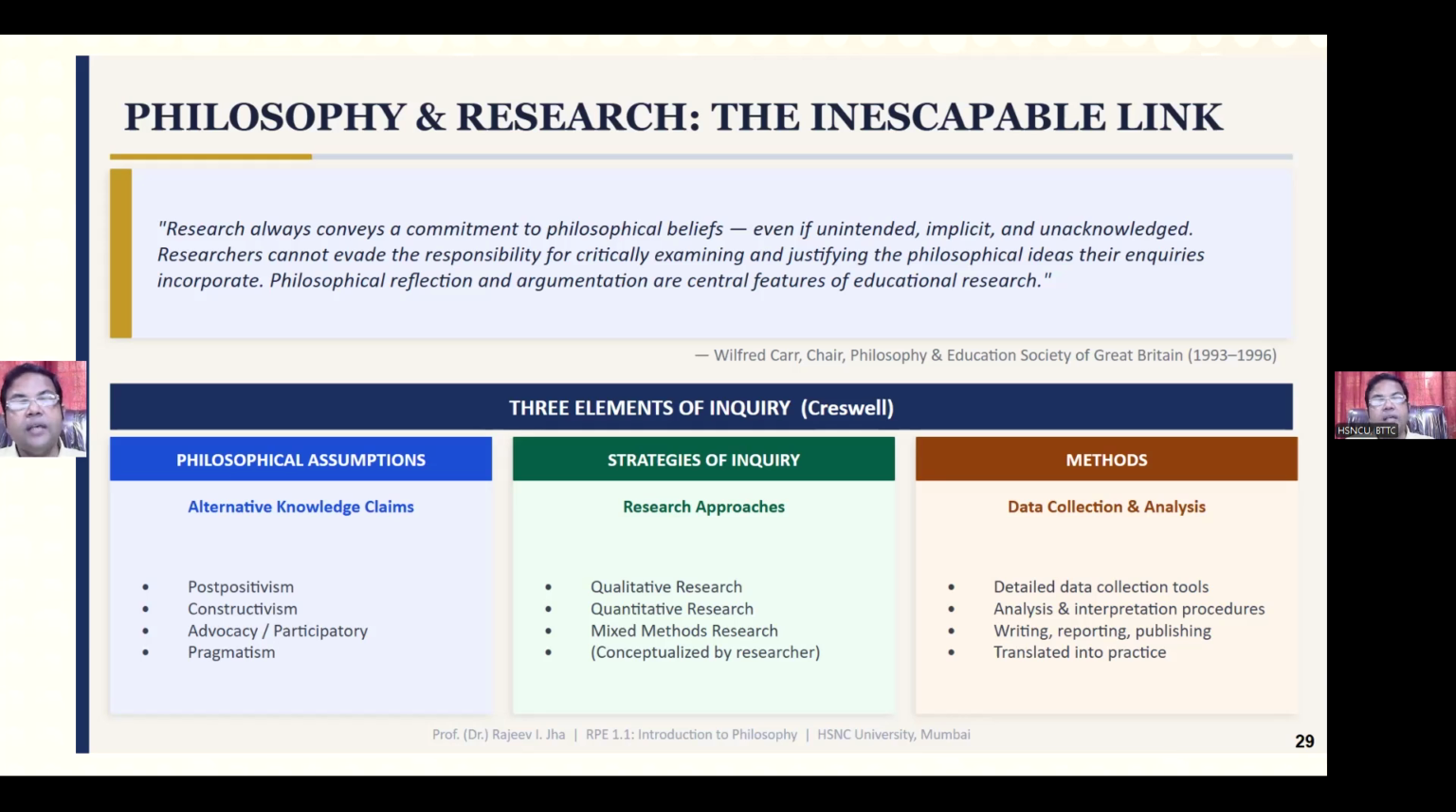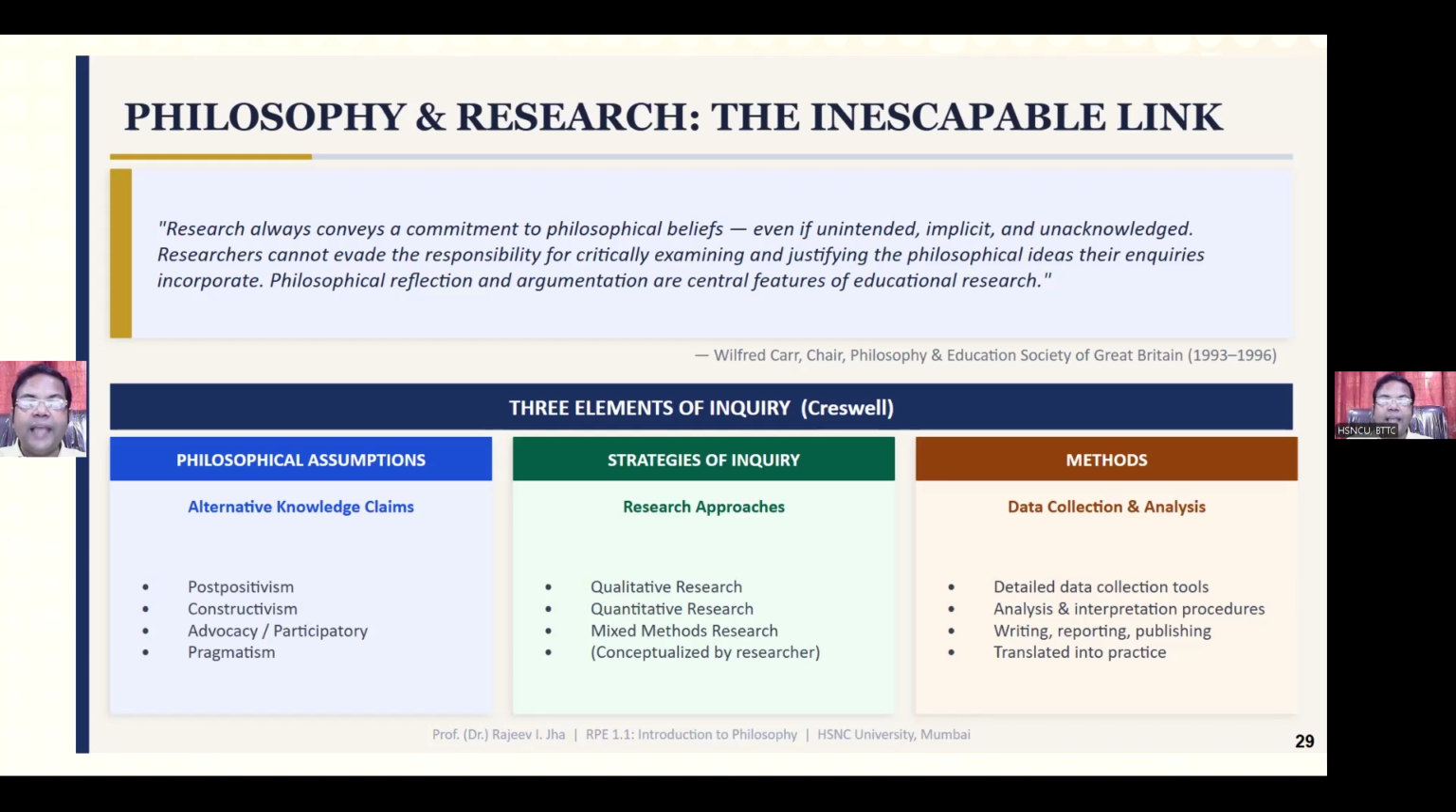A researcher who is unaware of their philosophical assumptions is not more objective. They are simply less reflective. Their biases are not smaller. They are just invisible.